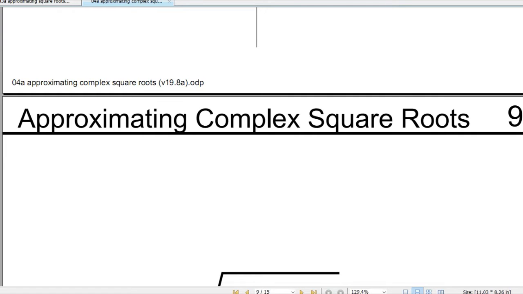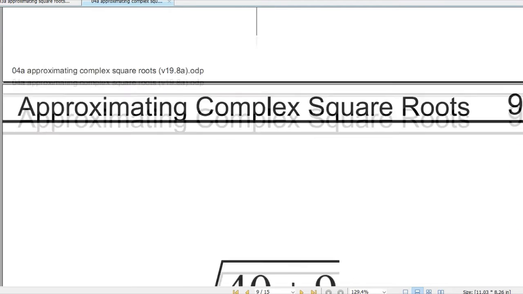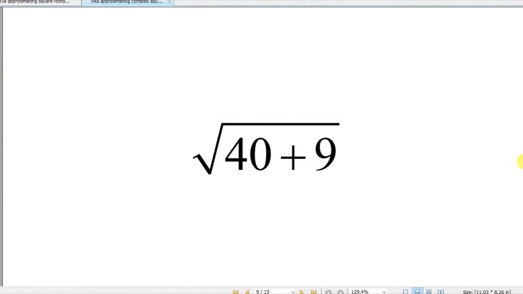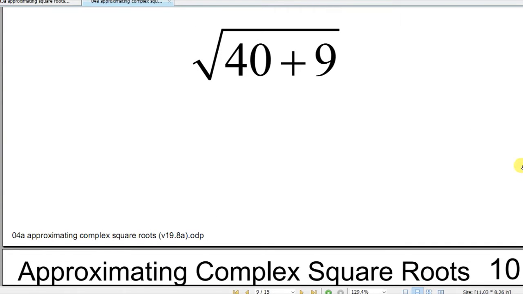I'm still here, just getting my computer ready to do some practicing. So this one right here, there we go. Okay. What I'm going to do first is add the numbers together and then take the square root. So the square root of 40 plus 9 is the square root of 49, and the square root of 49 is 7.